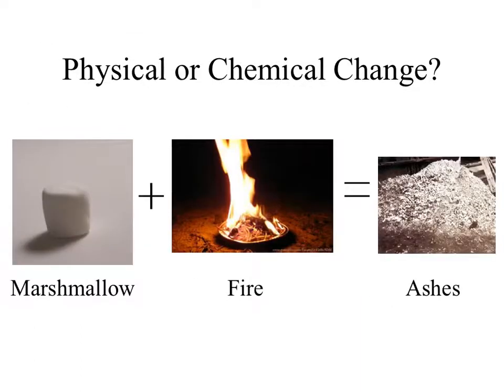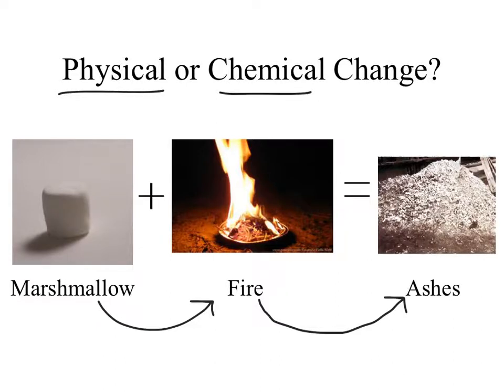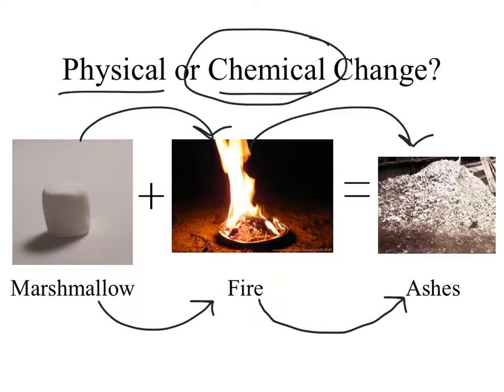How about something like toasting a marshmallow in a fire? And if you're like some people, you like to burn it so that the marshmallow gets all black and full of ashes. Is that a chemical or a physical change? Well, the marshmallow is now burnt and it's no longer a marshmallow, it's a pile of ashes. So is that a marshmallow anymore? No. So since the substance changed, that is considered a chemical change.